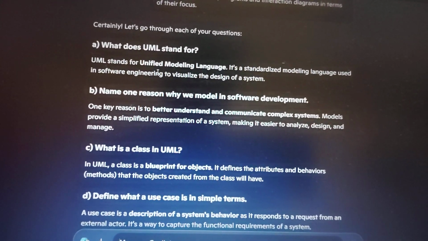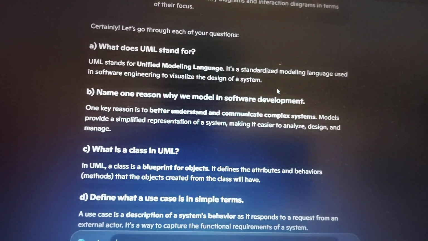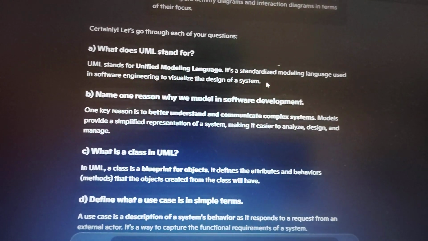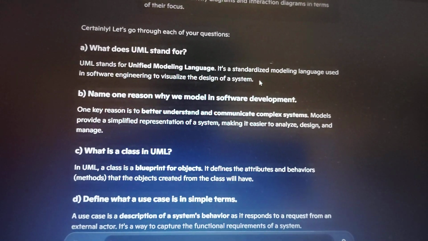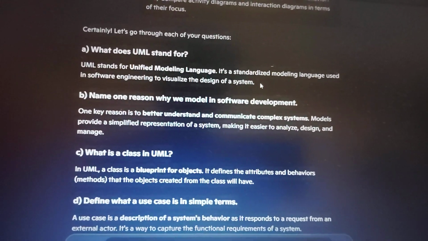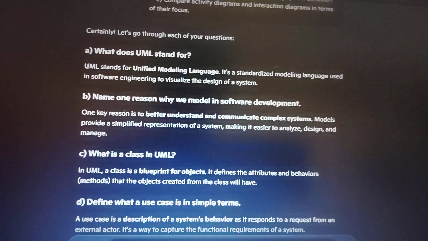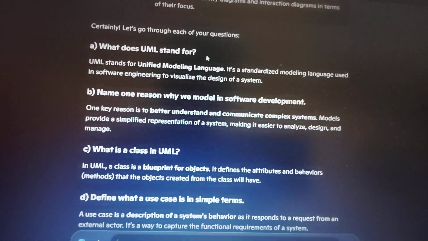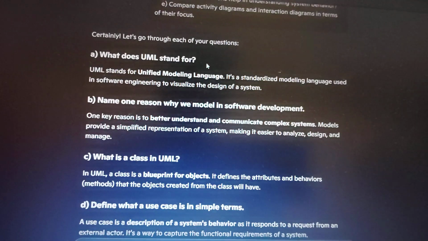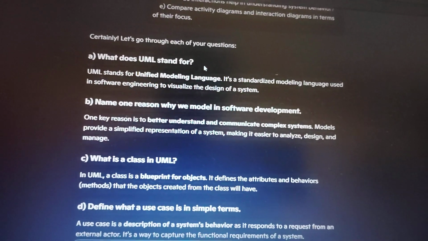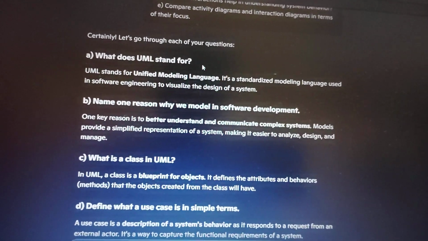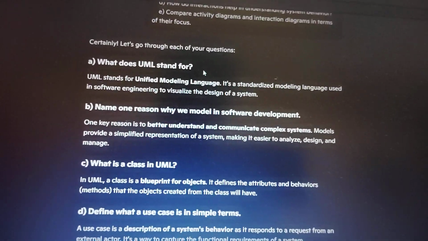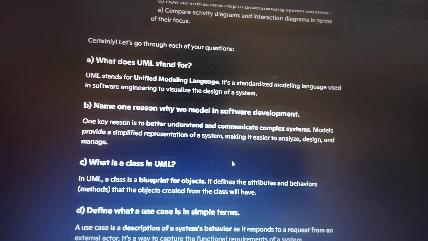I already explained in the previous video how to install StarUML. StarUML is a tool where we can design multiple diagrams and we can visualize the components of a software system, right? Now let us know what UML stands for. UML stands for Unified Modeling Language. It is a standardized language used in software engineering to visualize and design a system. Okay, I think you have got it.